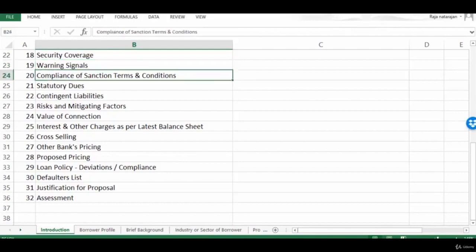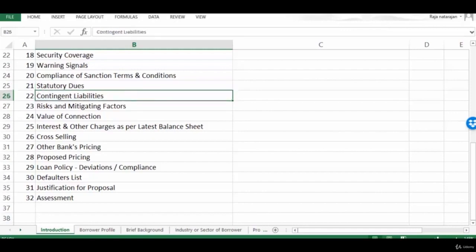Then the sanctioning authority will also be interested in knowing whether this borrower is a compliant borrower, whether he is complying with the terms and conditions or promises whatever he made, so that has to be mentioned. Then whether they have any statutory dues, because if there is going to be a continuous pending in clearing statutory obligations, then that could jeopardize the operations of the borrower, and it could eventually affect the banker as well. So sanctioning authorities will be interested in knowing this.